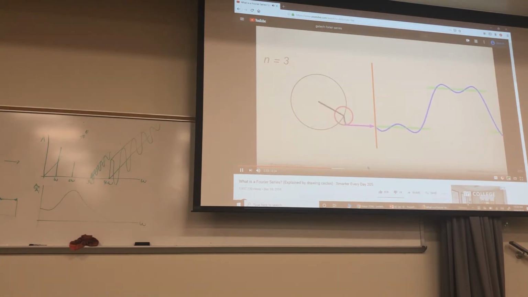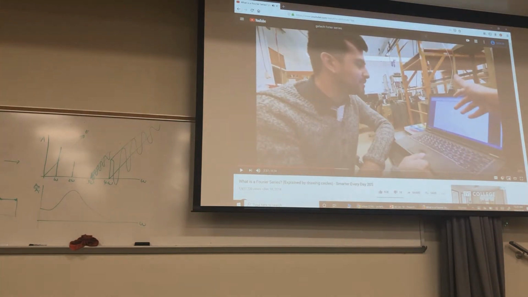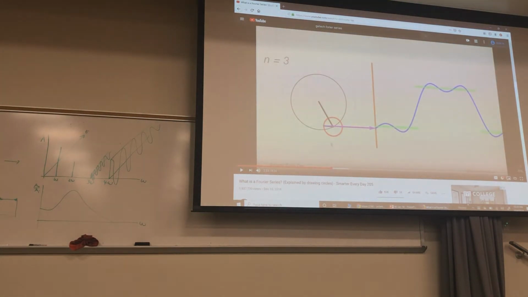Okay, so see what he's doing right here? We're gonna call these wipers. Oh wait, let me back it up a little bit. Okay, so see what he's doing right here?